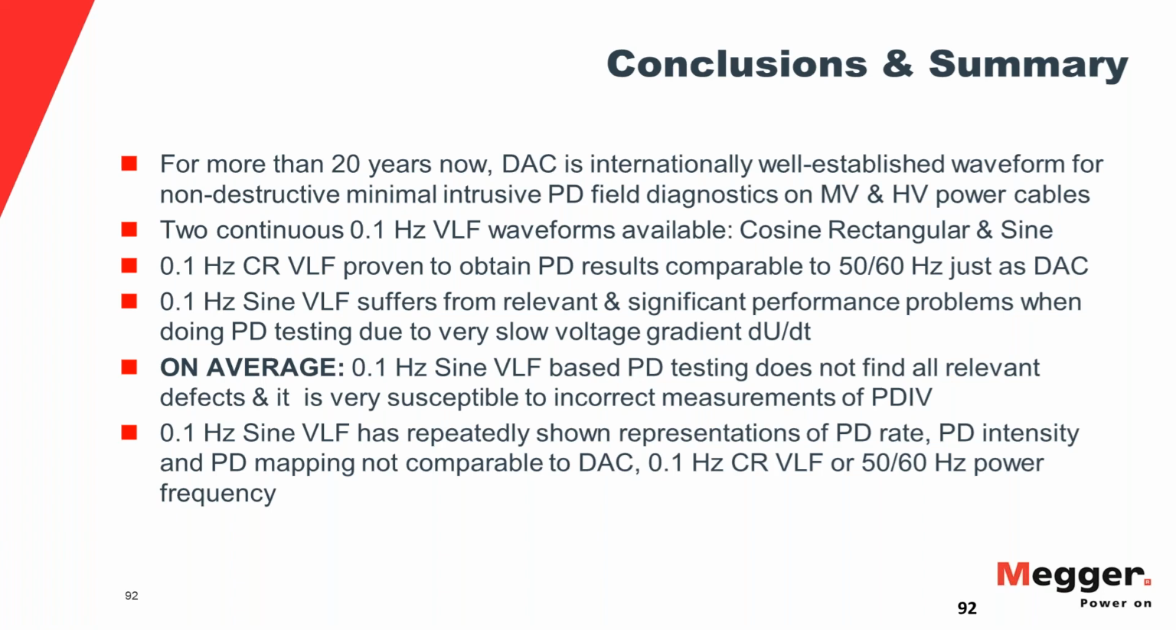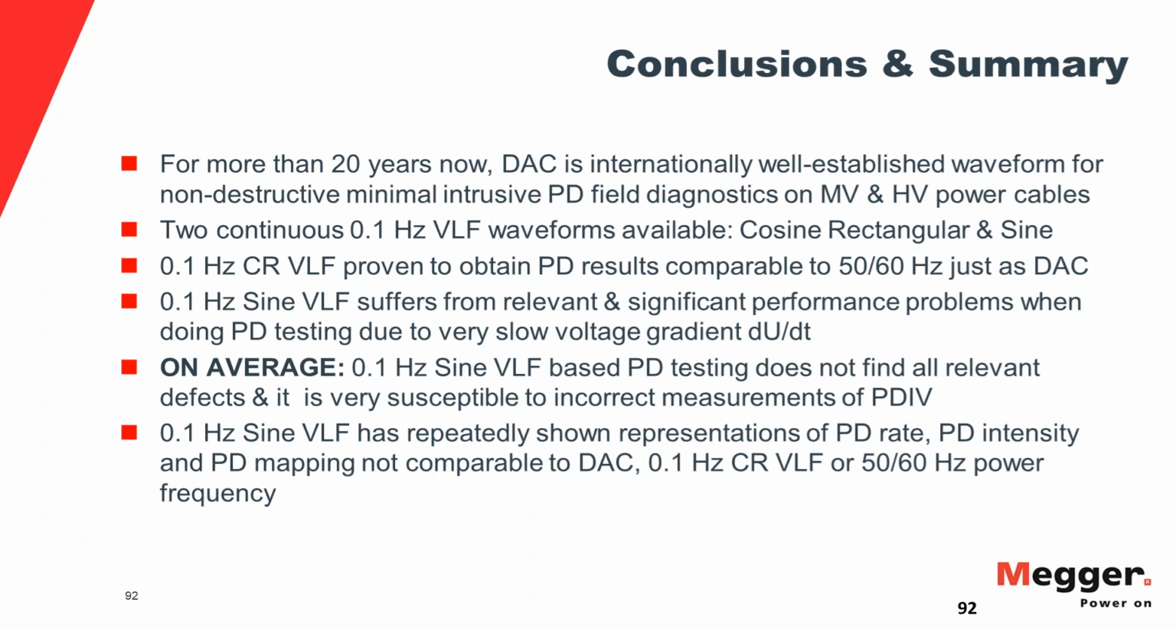So damped AC is the go-to method for the past 20 years now, not just 10 years, 20 years now. For high voltage cable, it's very established there, and for medium voltage cable, there are two VLF waveforms. Remember that. There is the cosine rectangular, or slope in terms of diagnostics, and the sinusoidal. CR, cosine rectangular, has been proven to be comparable to damped AC and power frequency. So if you use that, you get comparable results on average. So there, I just want to make this clear.